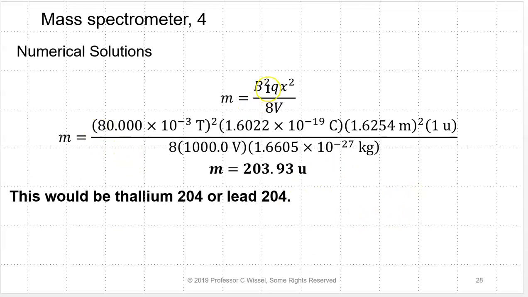We have, for our magnetic field, 80 times 10 to minus 3 Tesla, and of course that's going to be squared. Our charge is 1.6022 times 10 to minus 19 coulombs. Our x, which will be squared, is 1.6254 meters, divided by 8 times the V of 1,000 volts, times the units conversion down here to convert from kilograms to atomic mass units. One atomic mass unit is 1.6605 times 10 to the minus 27 kilograms. So the mass is 203.93 atomic mass units. You look this up, this would either be thallium-204 or lead-204. How could you determine the difference?